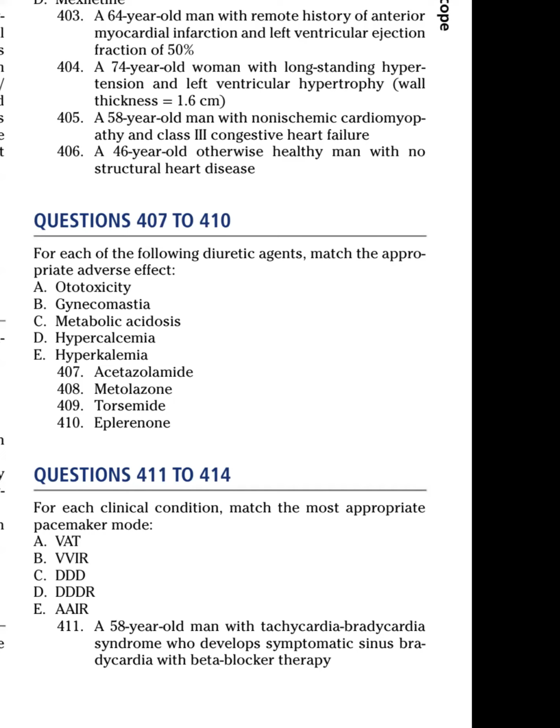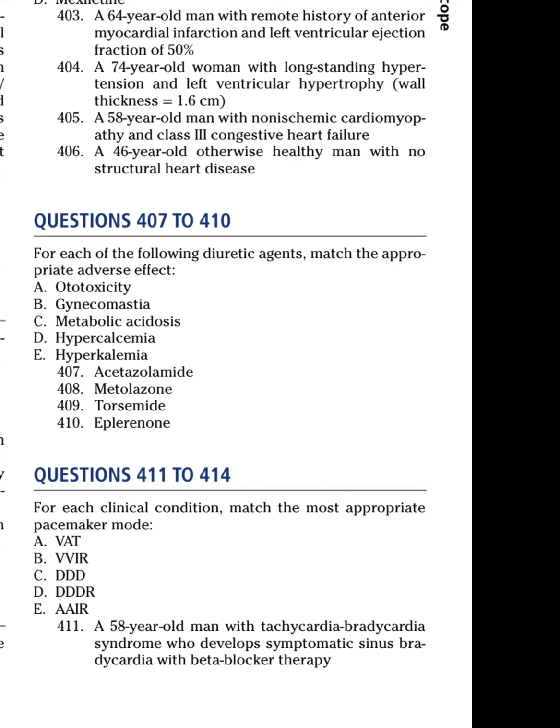That's the loop diuretics. And they are sulfonamide containing drugs, because I've seen patients that react to torsemide and furosemide. They give something like Stevens-Johnson. So they cause ototoxicity and they are sulfonamides.